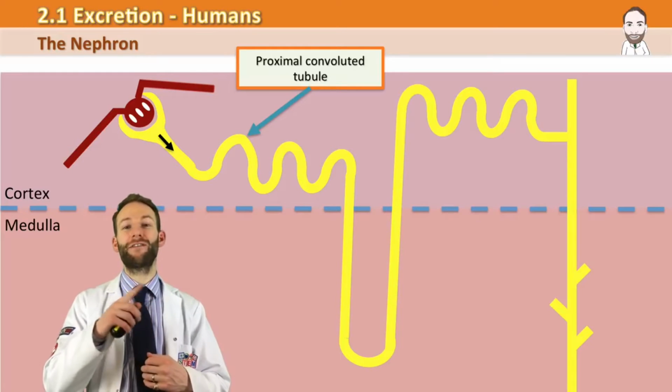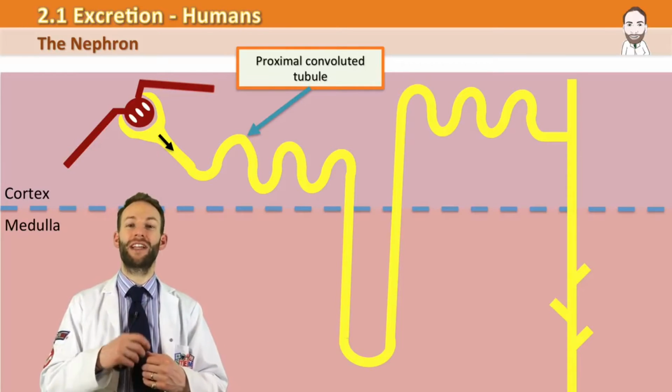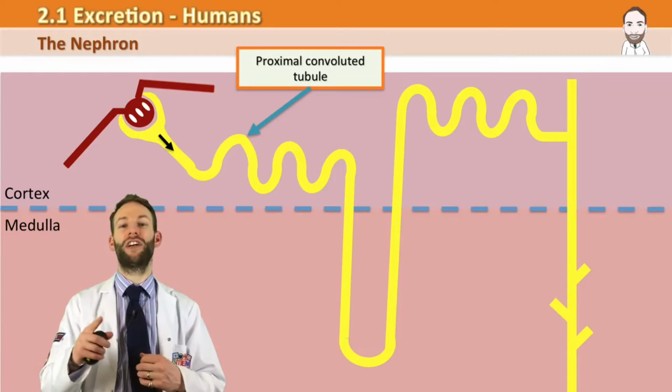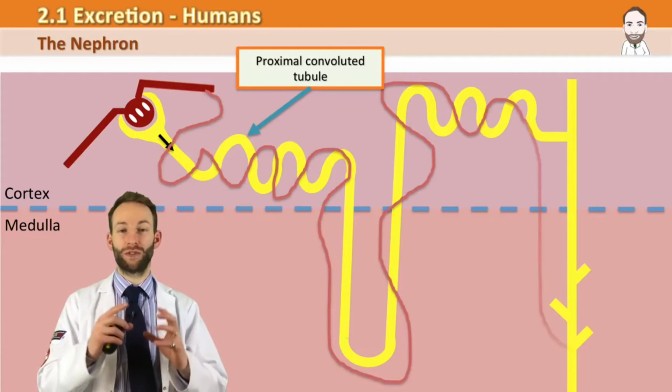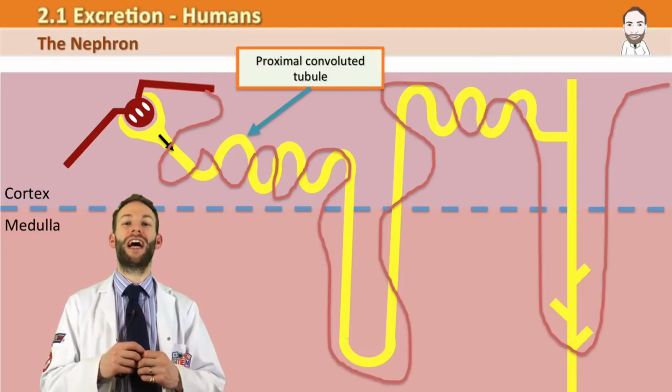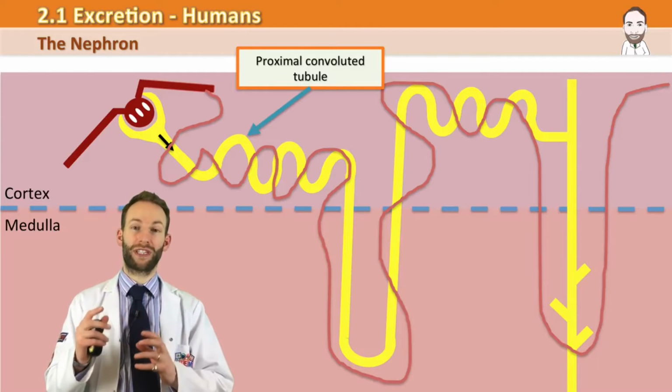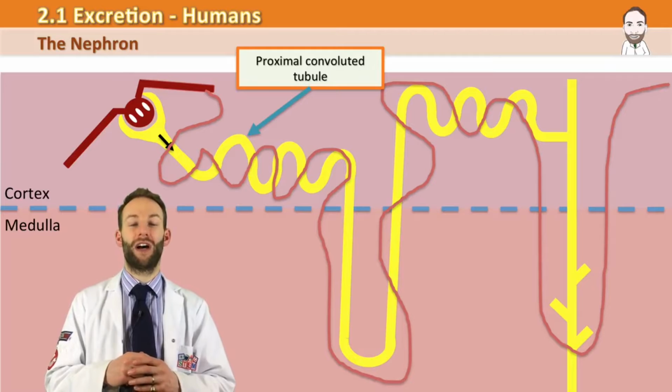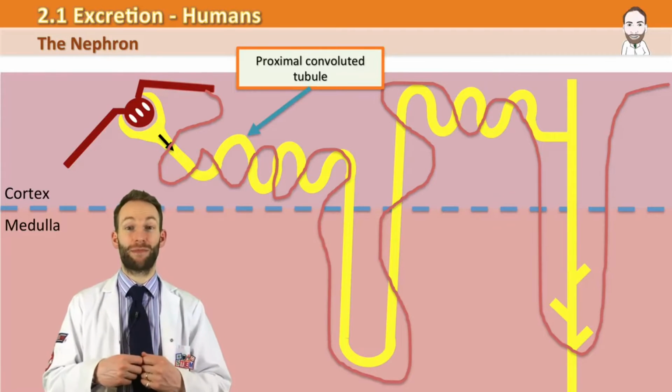Now that blood, that efferent arteriole that left the glomerulus, now carries on its journey and actually wiggles around the nephron so that the molecules can pass back into the blood where they're needed. Most of this happens by diffusion.